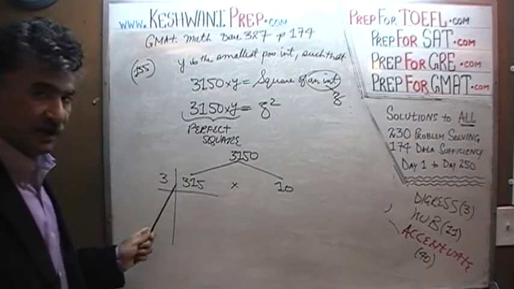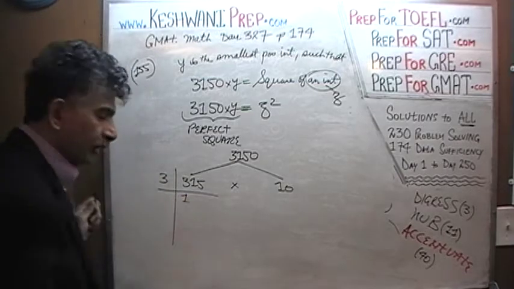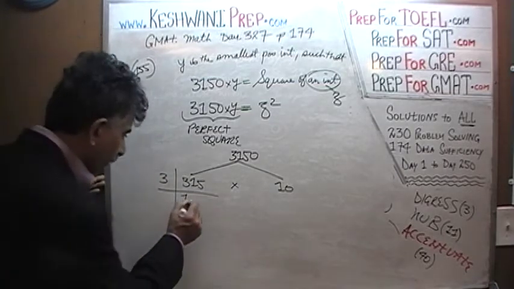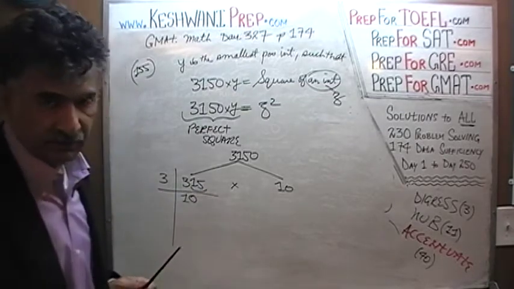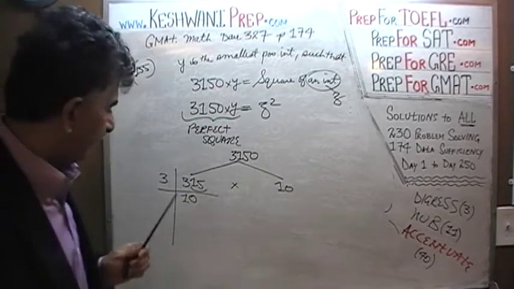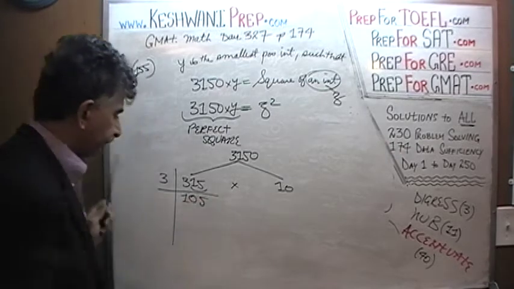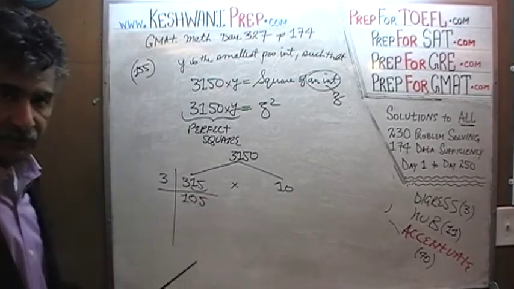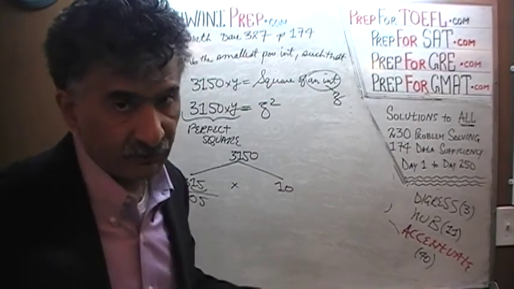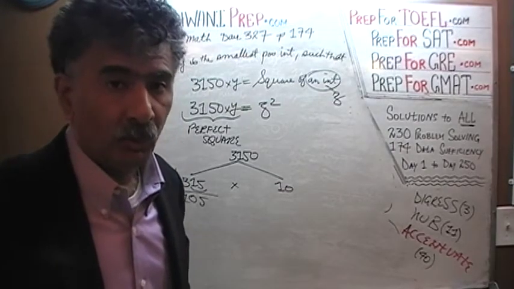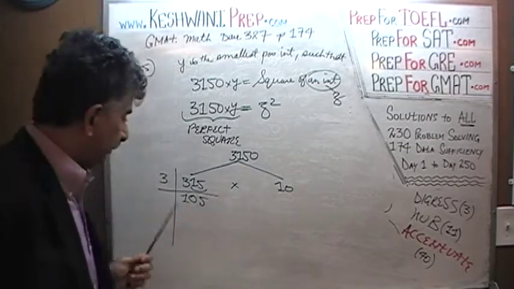How many 3's in a 3? 3 has 1 three. How many 3's in a 1? 1 has no 3's. That 1 goes and joins the 5, becomes 15. How many 3's in a 15? 15 has 5 threes. So we get 105. Again, the sum of the digits is 6, and 6 is divisible by 3. 105 is divisible by 3. Let's divide it by 3 one more time.